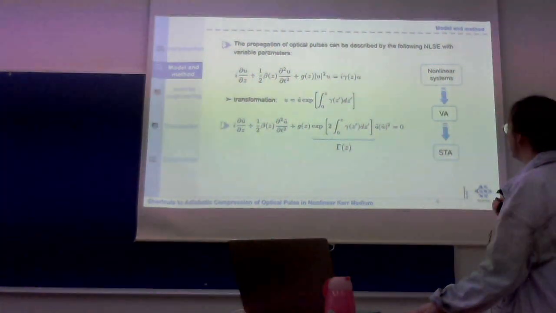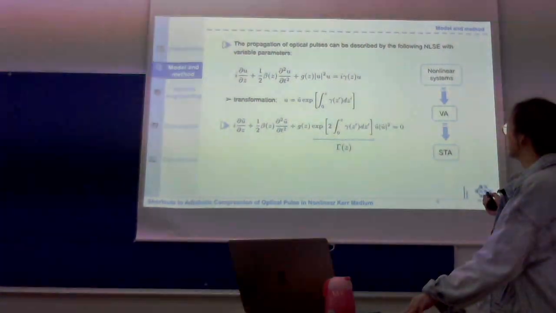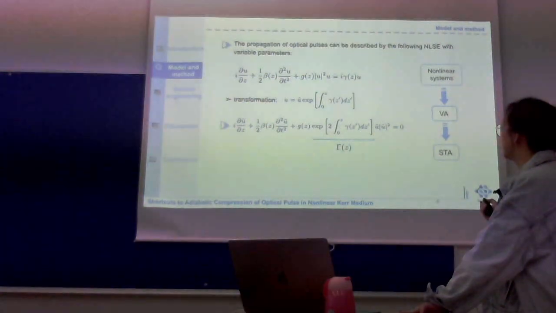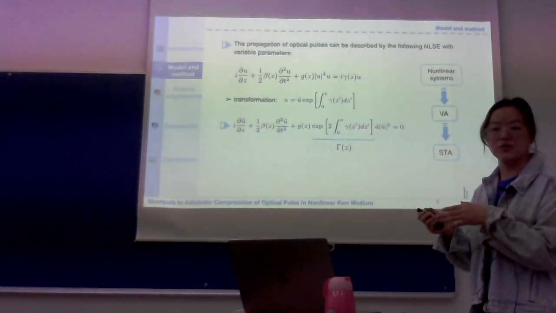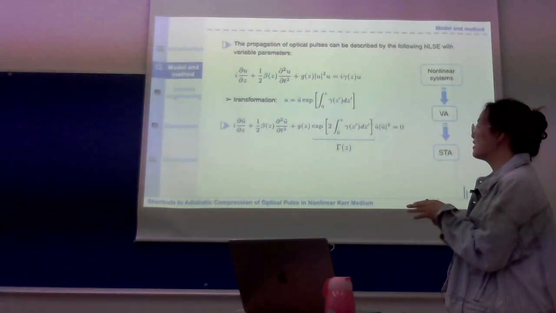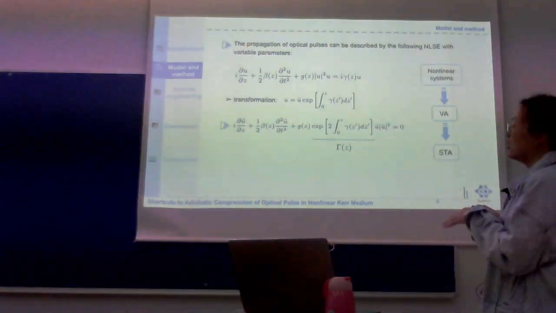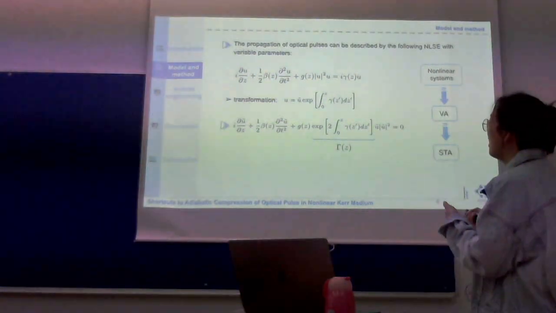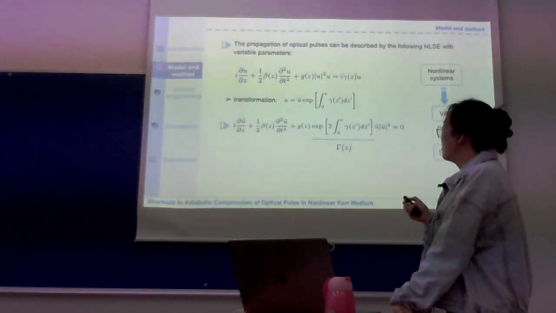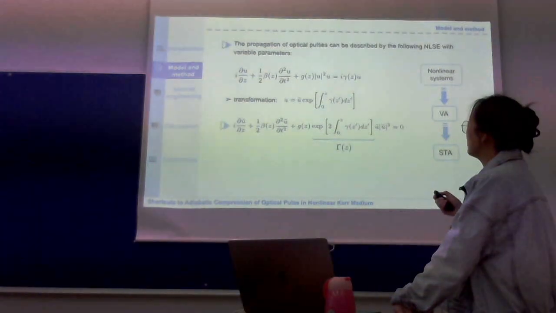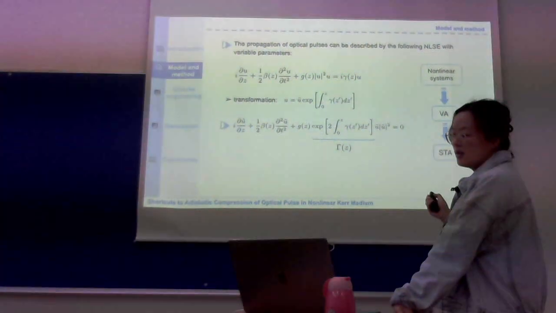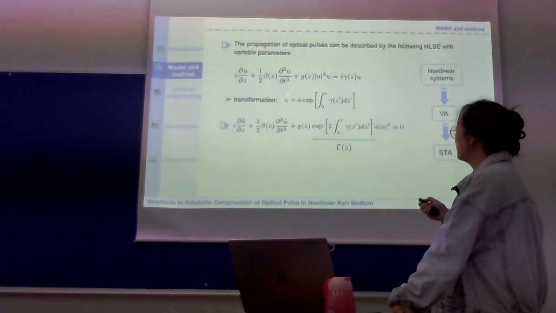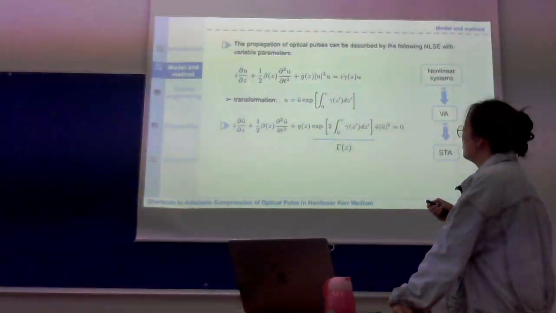For analyzing the nonlinear Schrödinger equation, the variational approximation approach has already been effectively applied in pulse splitting and chirped ion transport and other areas. And now we focus on our topic: the propagation of optical pulses in this system can be described by the following nonlinear Schrödinger equation, with variable parameters.